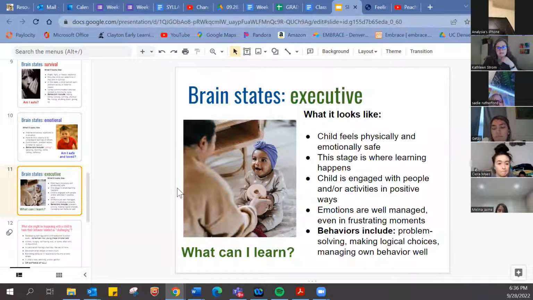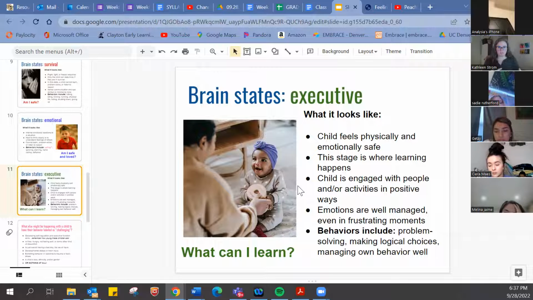Okay, so then our next brain state is the executive state. Remember, it's tied to our hand model. Here is our prefrontal cortex, right? This is where our executive function and executive state are housed. So this state asks, what can I learn? This is the state where children are ready and receptive to learning, right?